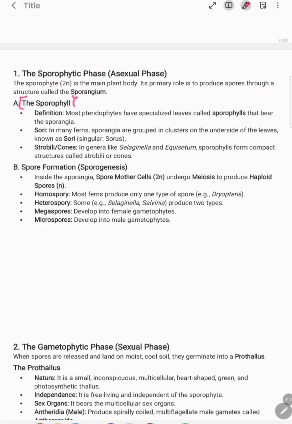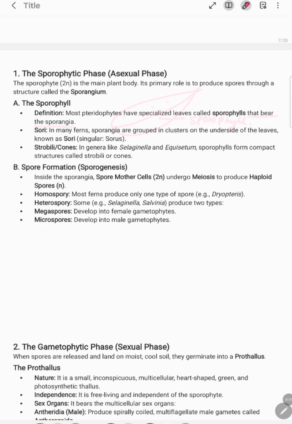Now, what is sporophyll? We have discussed this term earlier, I hope. Most pteridophytes have specialized leaves which are known as sporophyll, that bear the sporangia. The leaf which is bearing sporangia is known as your sporophyll.